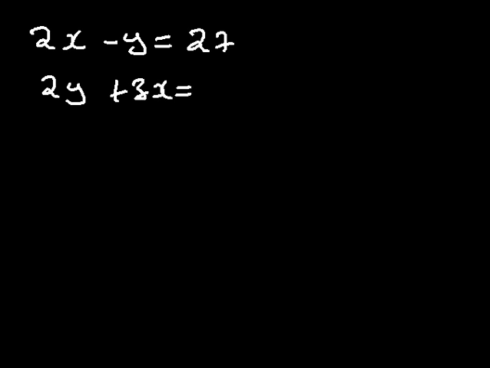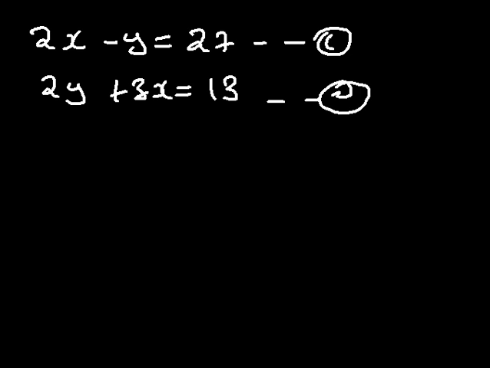And let's say we have this case. Let's say we have 2x minus y is equal to 27, and we have, let's say, 2y plus 3x is equal to, let's say, 13. Now in this case, this is equation number 1 and this is equation number 2. So now as you can see, the terms are not arranged in the right way.